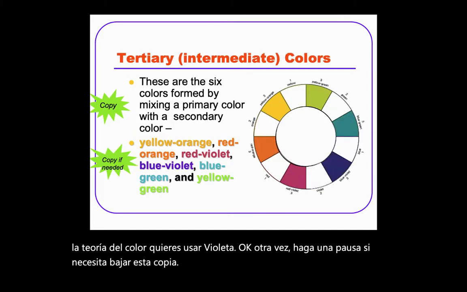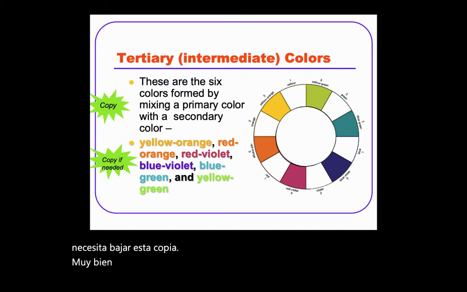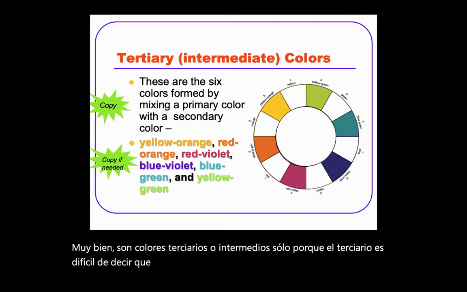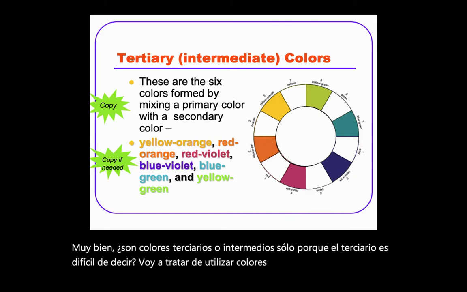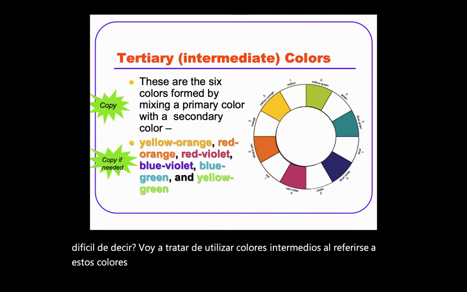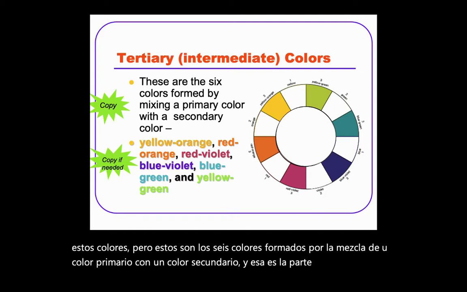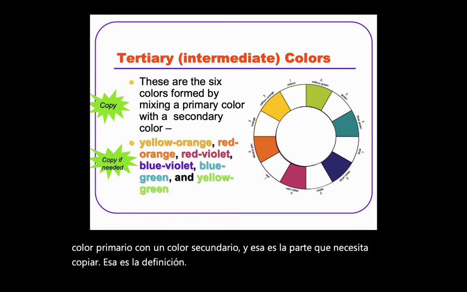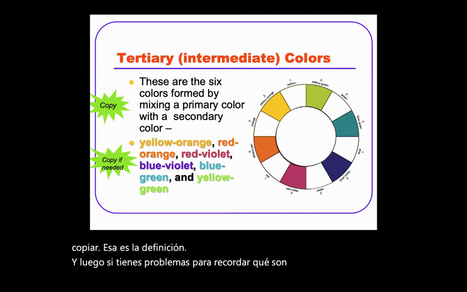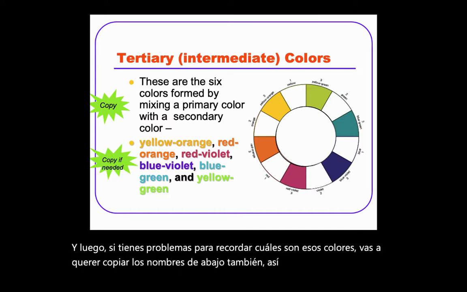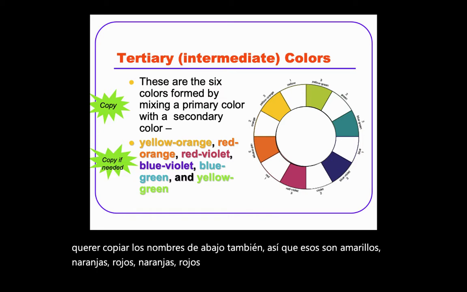All right, our tertiary or intermediate colors. Just because tertiary is hard to say, I will try to use intermediate colors when referring to these colors. But these are the 6 colors formed by mixing a primary color with a secondary color. And that's the part that you need to copy. That's the definition. And then if you have trouble remembering what those colors are, you're going to want to copy down the names below as well. So those are yellow orange, red violet, blue green, and yellow green.